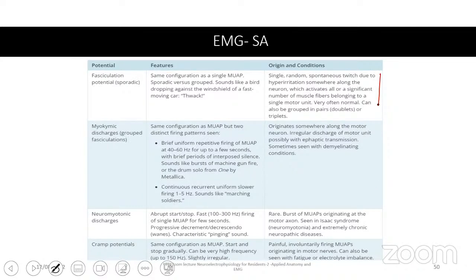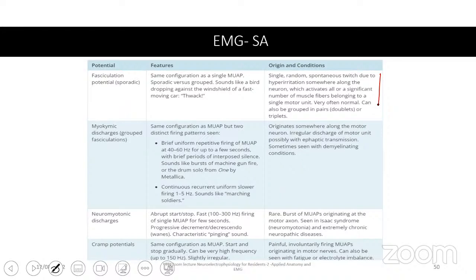Myokymic discharges, grouped fasciculation, have the same configuration as the MUAP, but two distinct firing patterns are seen. The brief uniform repetitive firing of MUAP, 40 to 60 hertz for up to a few seconds, with brief periods of interposed silence, sounds like a burst of machine gun fire or the drum solo from One by Metallica. Continuous recurrent uniform slower firing can also be there, which sounds like marching soldiers.